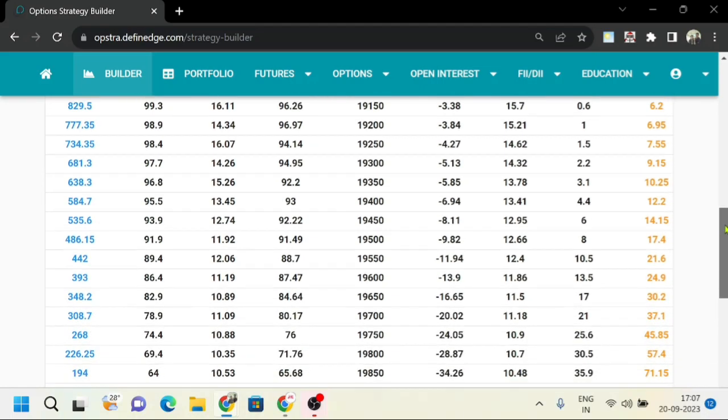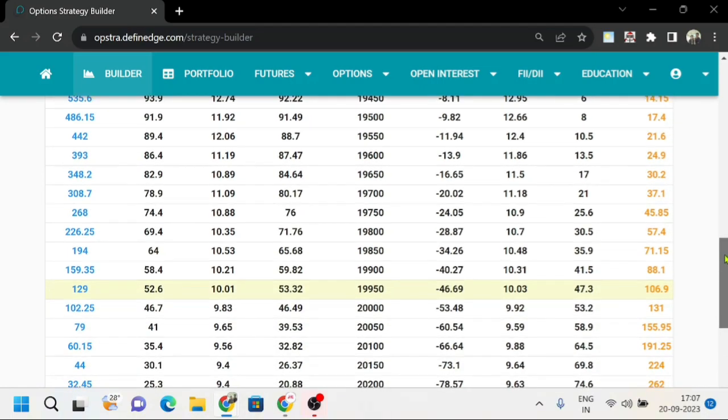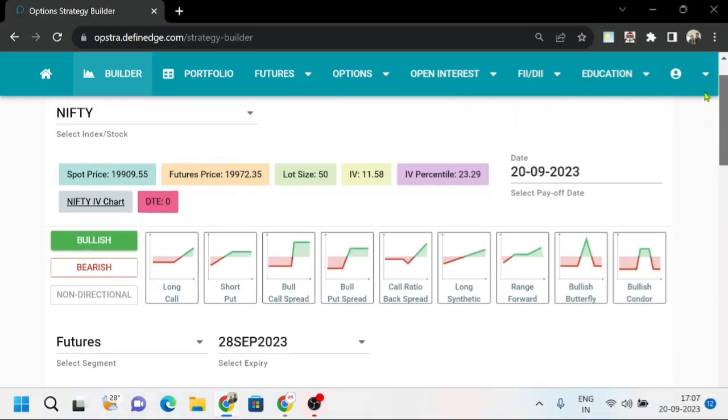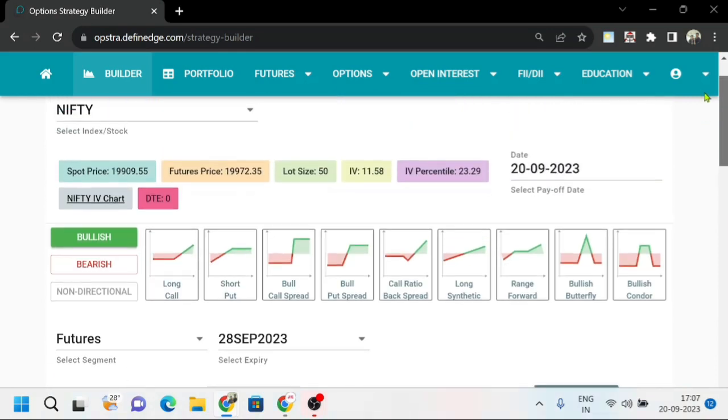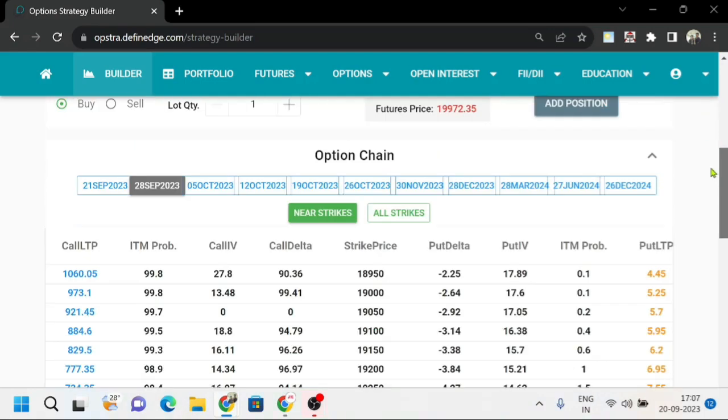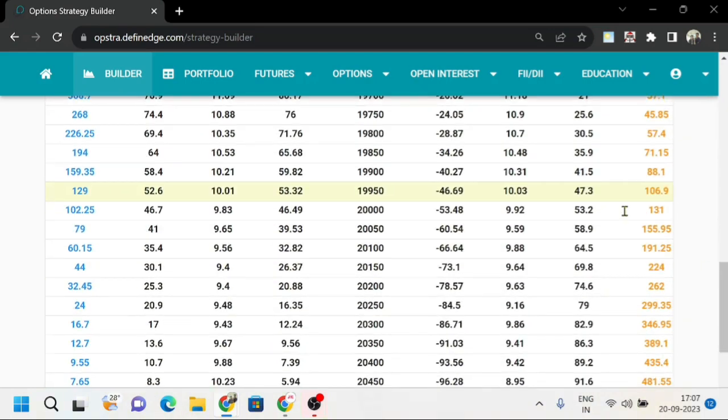Opstra strategy builder. Now Nifty spot is 19,909. Therefore 19,950 is the at the money strike. What is at the money, out of the money, in the money? I have made separate videos. If you have not watched that video, you can just go and watch it.